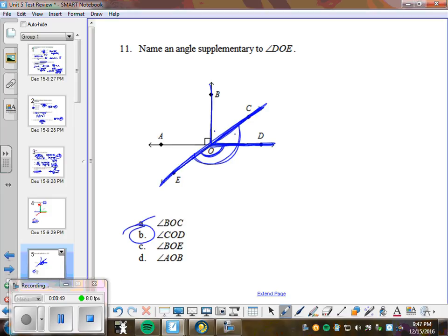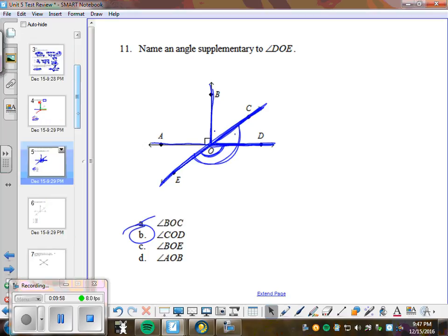BOE would have been over here. AOB would have been here, which would not have worked. Okay.